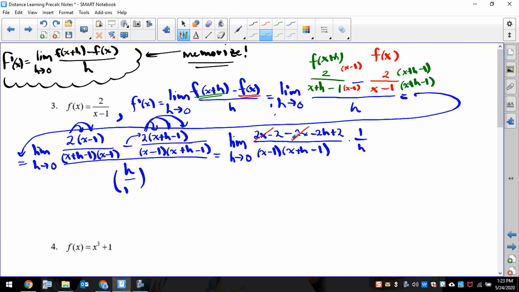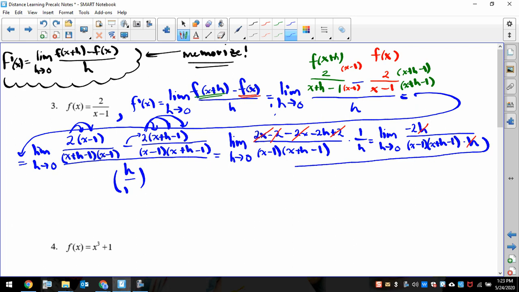So let's cancel some things. This turns out really nice. We get lots of cancellation. So in the next step, let's write what's left over. We're left with a negative 2h in the numerator. That's it. All over an x minus 1 factor and x plus h minus 1 factor. And then this h is still hanging out there. So notice that the h factor is going to cancel. That's very nice. We'll carry this down to the next line.